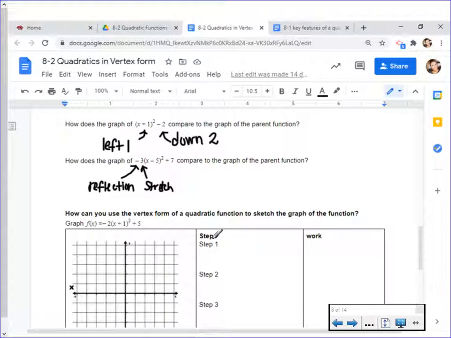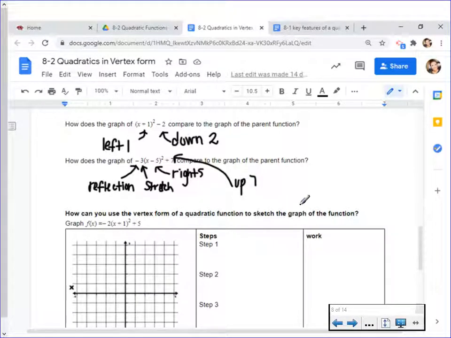Now we're going into the parentheses. You've got, I think it says -5. Yeah, x -5. That means this is going to go to the right 5. And last but not least, at the very end, we have this +7. That is very straightforward. It tells you whether you're going up or down. Positive means up, negative means down. Since it's positive, that means I'm going up 7.